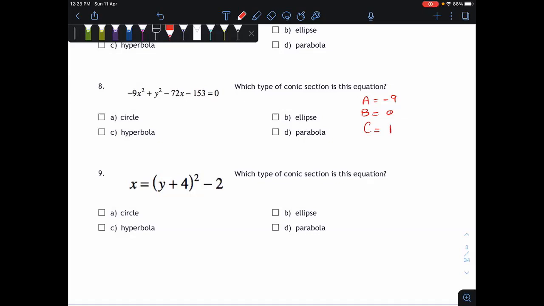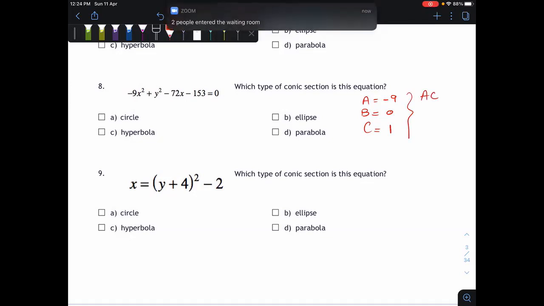So when you multiply a by c, let's multiply a by c. The product of a and c gives negative 9, which is less than 0. Negative 9 is less than 0.